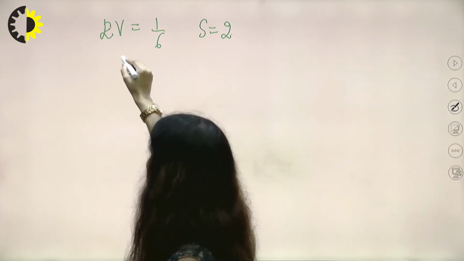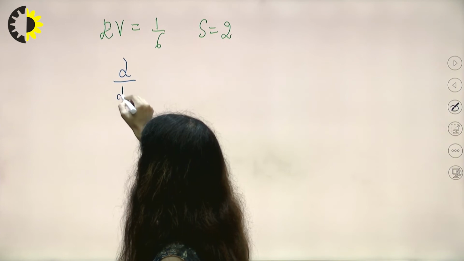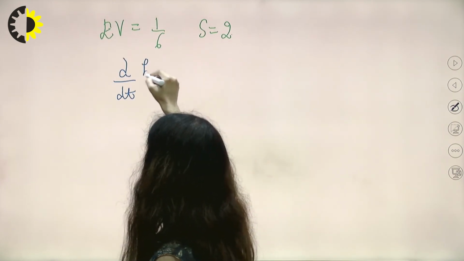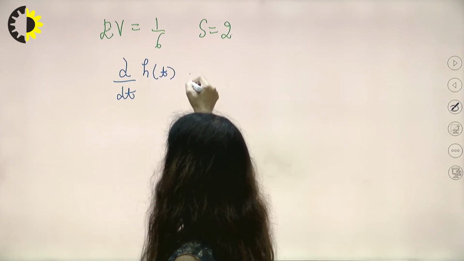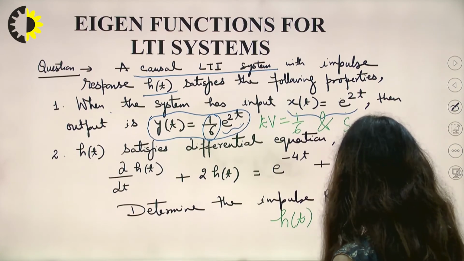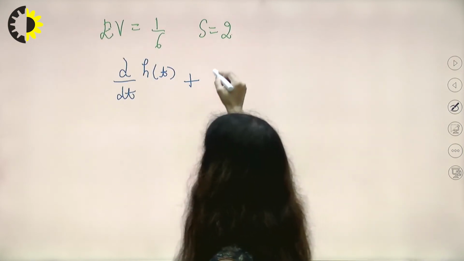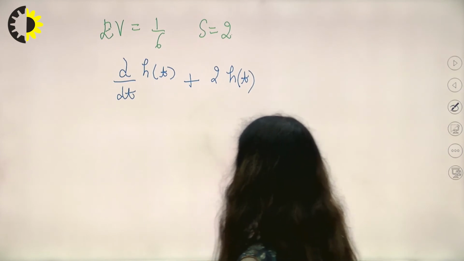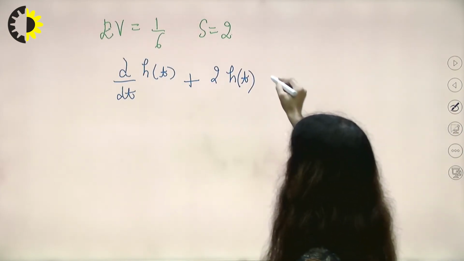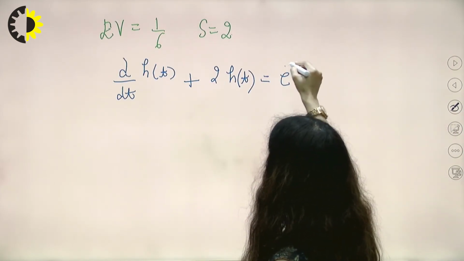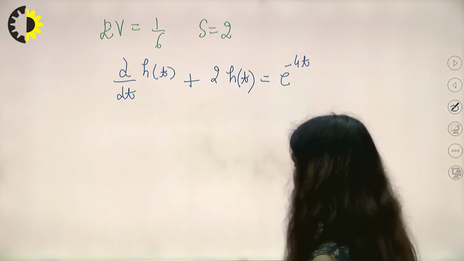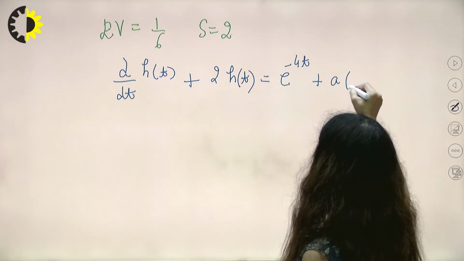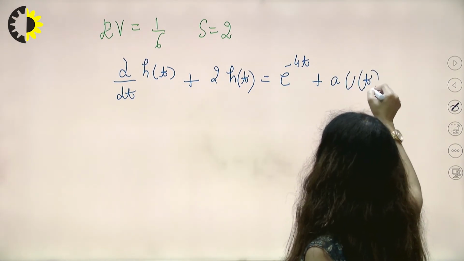So here I will write d by dt of h(t) plus 2 h(t) is equal to e raised to the power minus 4t plus a u(t), right?